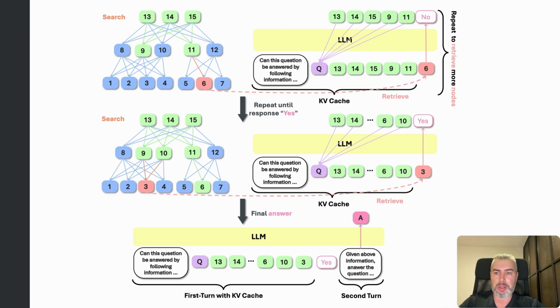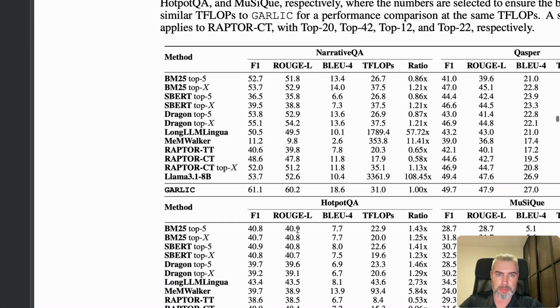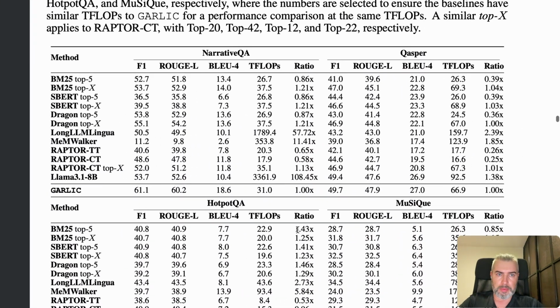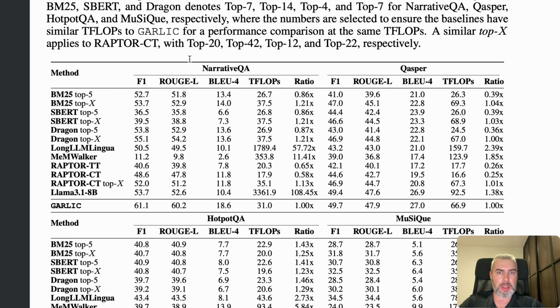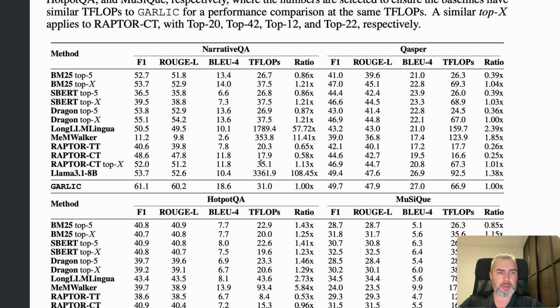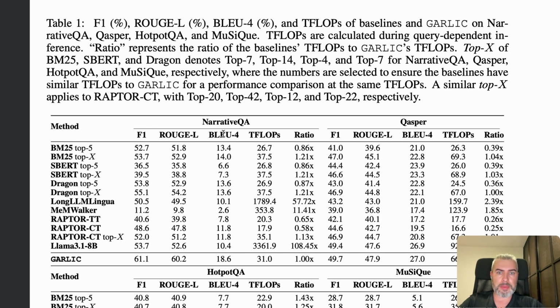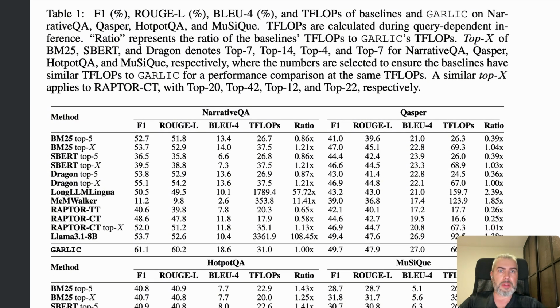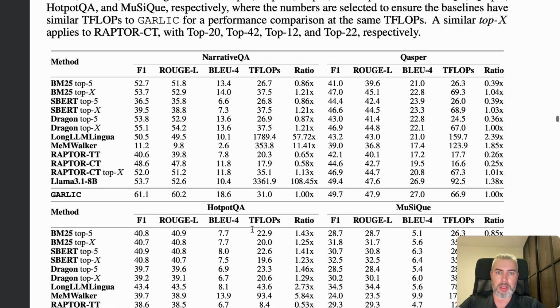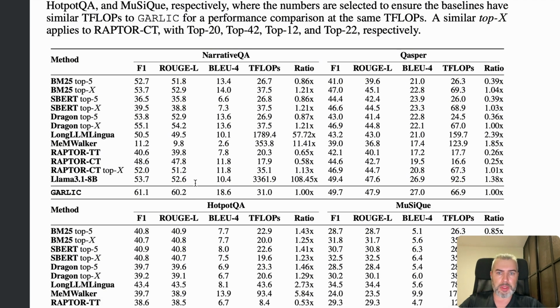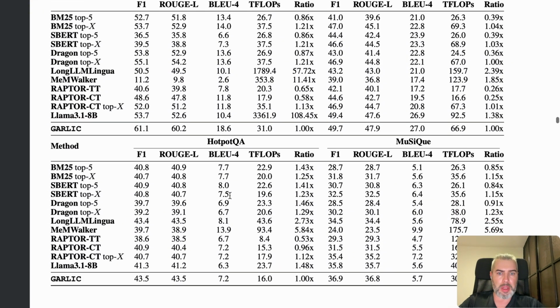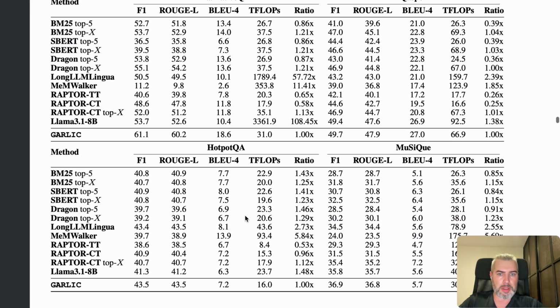Okay, let's see the results on metrics. Here we can see results on different well-known datasets. Okay, here are the metrics. F1, ROUGE-L, LLM-4, TFLOPS. TFLOPS stands for tera floating point operations during search. Here we can see good results of these methods on these well-known datasets.